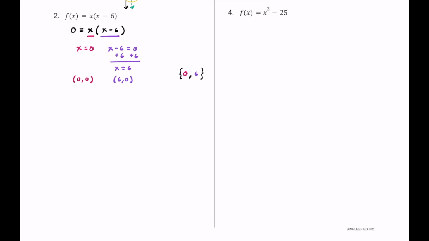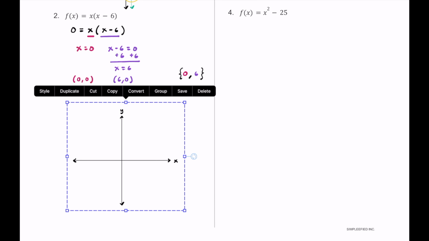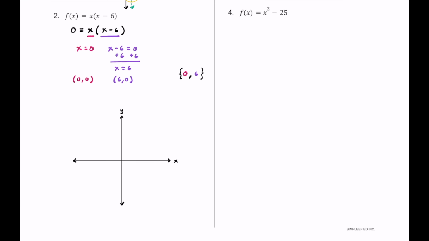Now let's make a rough sketch of a graph. Here's our xy plane, and we need to go up to 6, so maybe 1, 2, 3, 4, 5, and 6. One of our solutions is (0, 0). That's right at the origin, so we can put that over here. And our other one is going to be (6, 0), so it's on the positive x-axis located right about here.